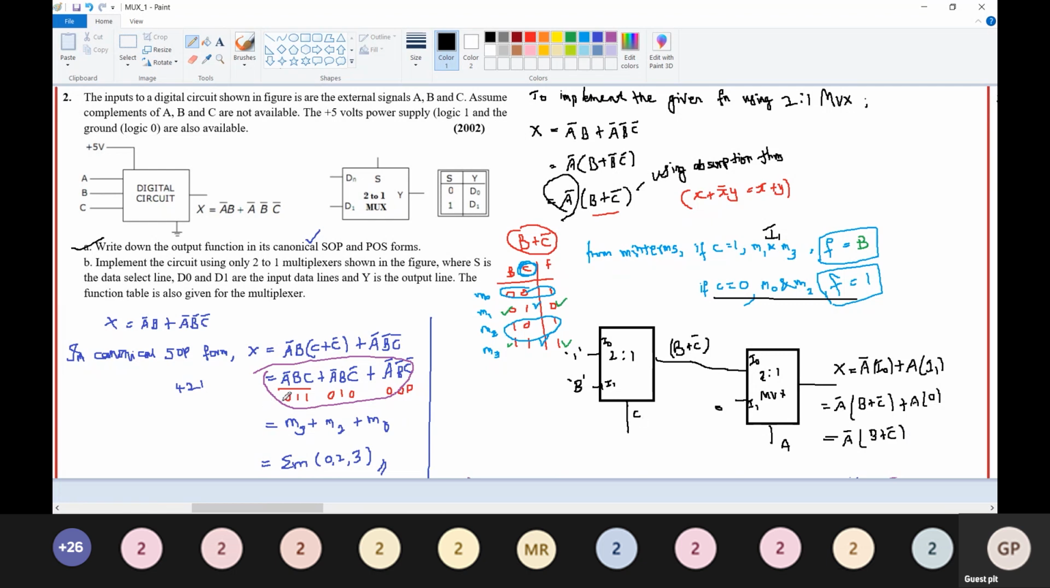So B plus C dash is nothing but an expansion of A dash B plus A dash B dash C dash. Okay. So this is your representation of the given expression A dash B plus A B dash C dash with a 2:1 multiplexer. We'll continue some more problems in our next video.